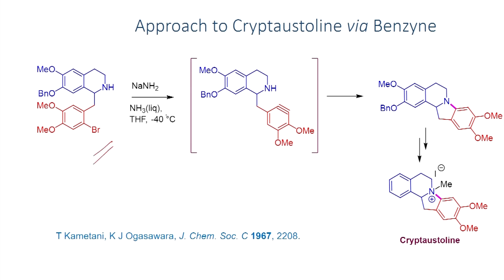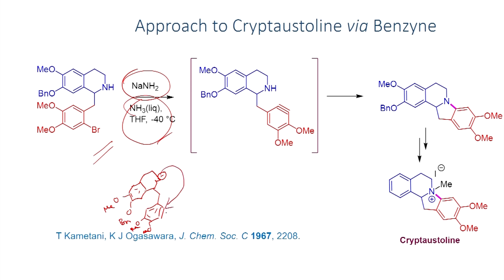When you have this compound, as we have just seen, when you react with sodamide in liquid ammonia at a low temperature, you can make benzyne. So, this also undergoes deprotonation, you have this. You have this benzyne intermediate, which can act as a nucleophile, which can undergo intramolecular cyclization. You can see here, you can make this tetracyclic compound.